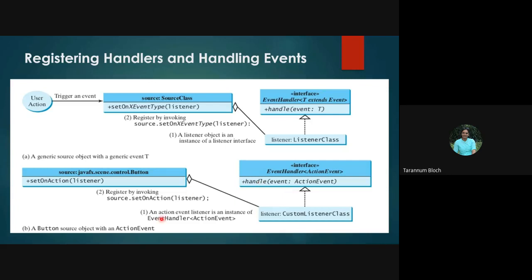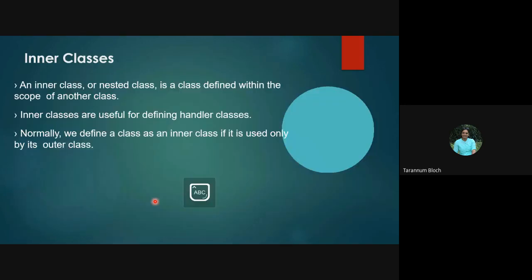Fine. So what we'll do, an event listener is an instance of this custom listener class, and when a button is pressed, we will register it by invoking button dot. We said btnLeft dot. If you recall the left and right movement program of a text, we said buttonLeft dot setOnAction, right? And then we had a listener. Do you recall that?